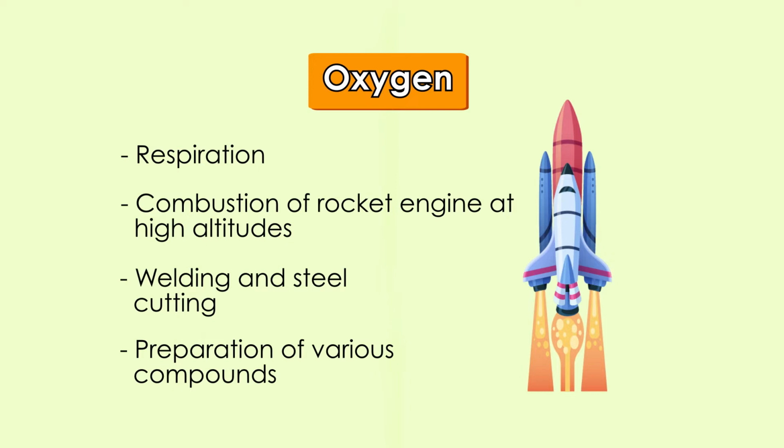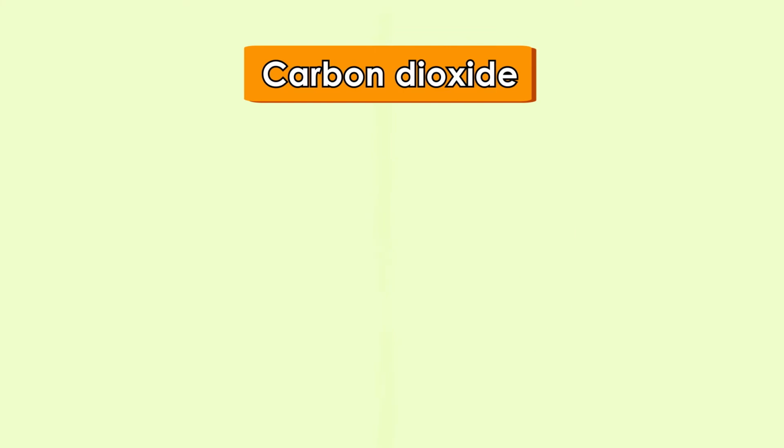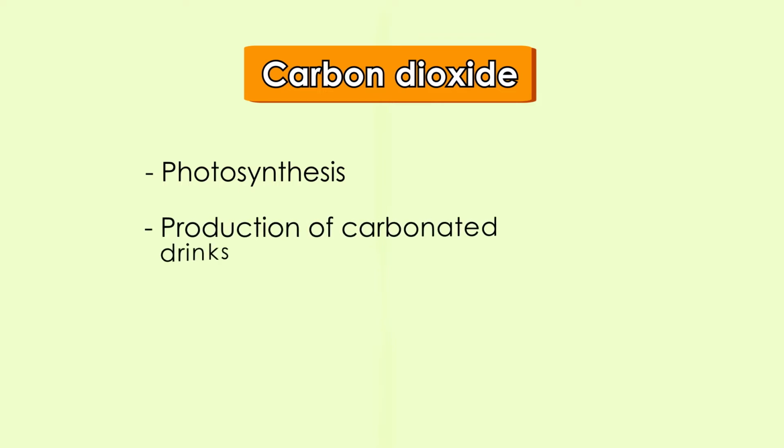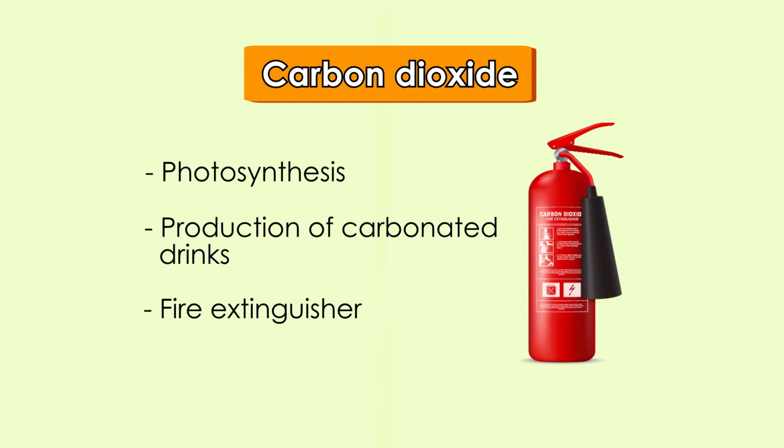Next, let's look at carbon dioxide. It is a very important gas for the plants to carry out photosynthesis. It can be used for the production of carbonated drinks. It can also be used for extinguishing fire, and it plays an important role in the carbon cycle.